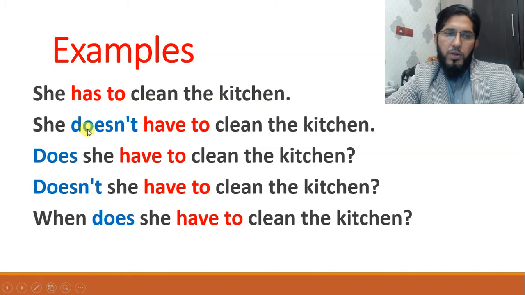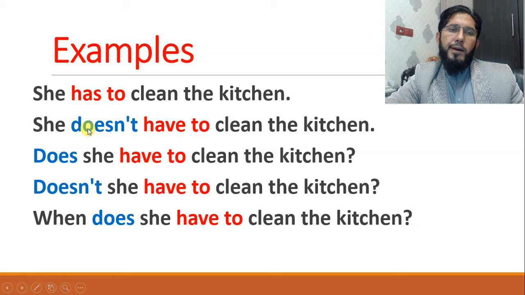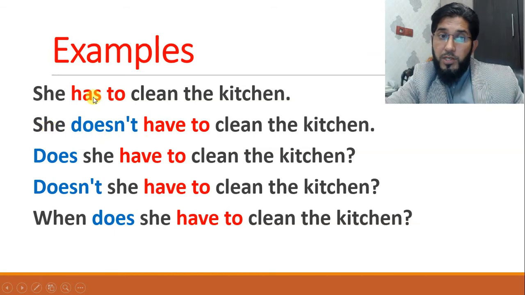But if you want to change it to negative, again, you need the principal auxiliary does. Here is a negative sentence, so it is in negative form, doesn't. And then you change has to again to have to, because after principal auxiliary do and does, we need base form, and base form is have to. So she doesn't have to clean the kitchen. Even if your subject is third person singular, he, she, it, you do not say she doesn't has to. Okay, you change has to to have to.